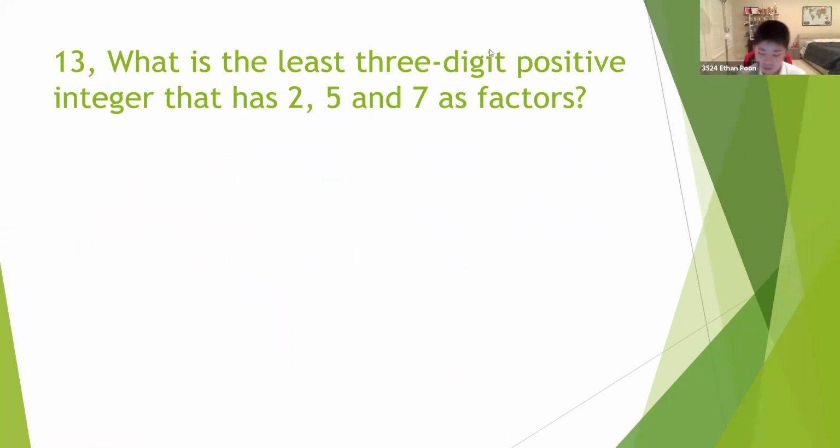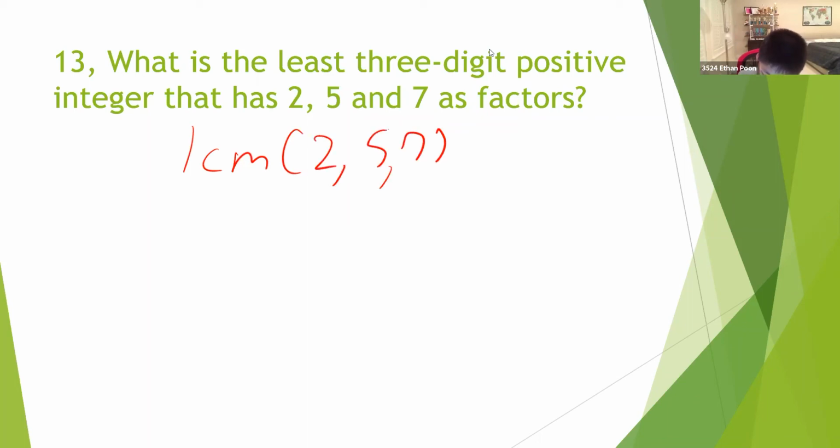Anyway, for number 13: what is the least three-digit positive integer that has 2, 5, and 7 as factors? So in a previous problem, like the one with 11 and 5, we just find the LCM, the least common multiple, and we found how many three-digit positive integers there are. So once again, we're going to find the LCM of 2, 5, and 7. That's 70.